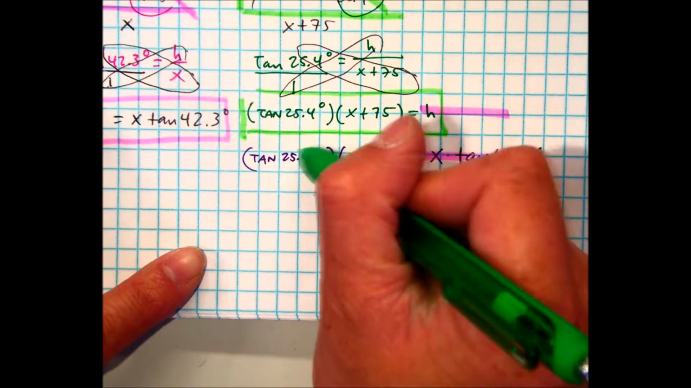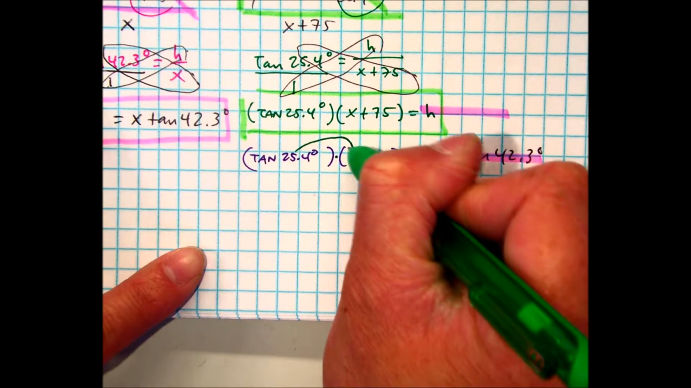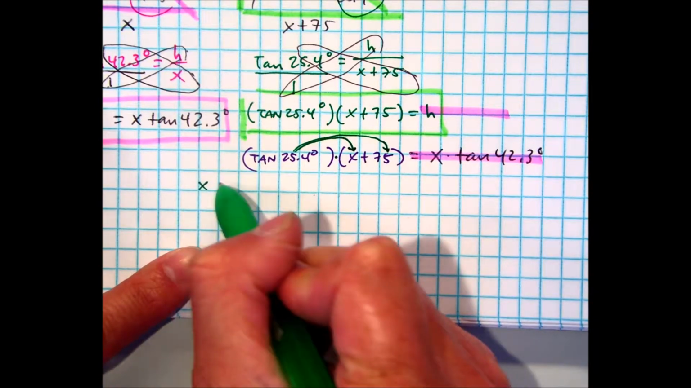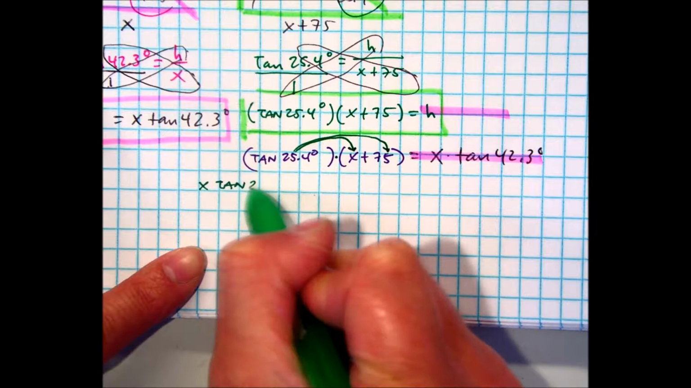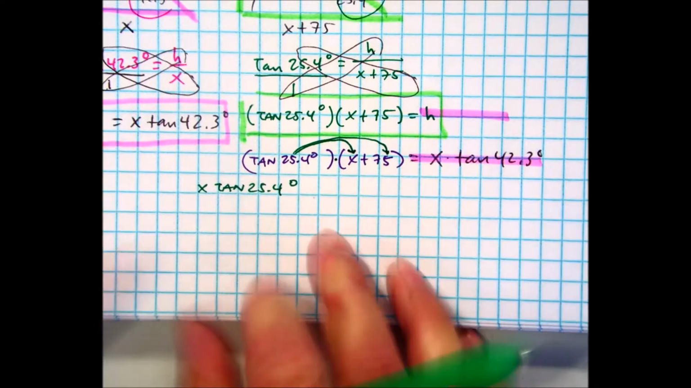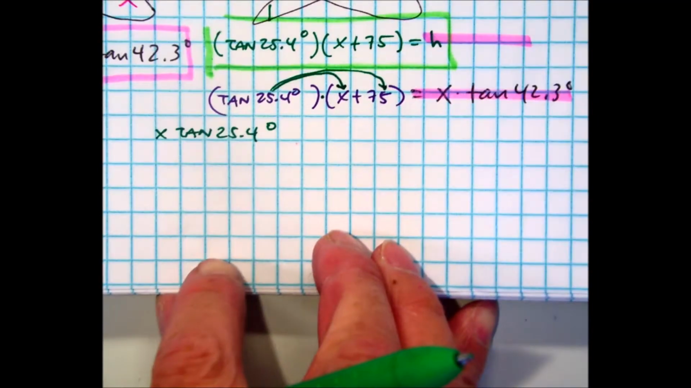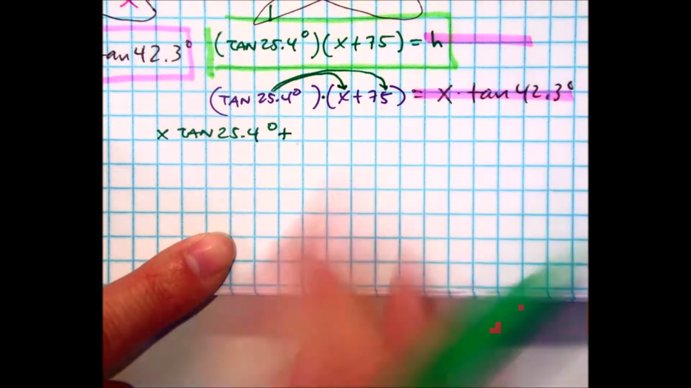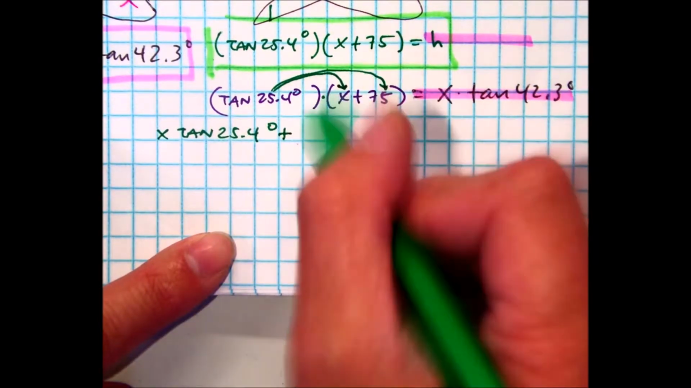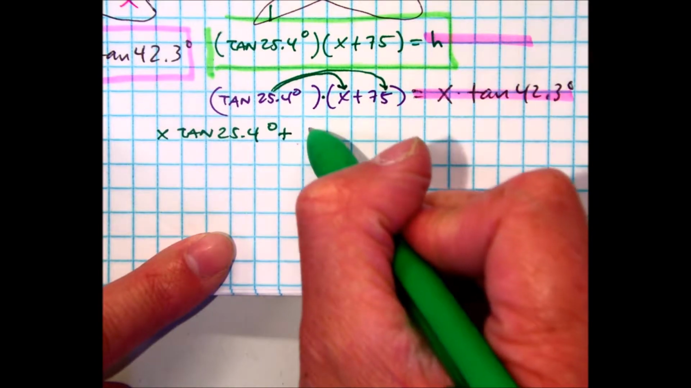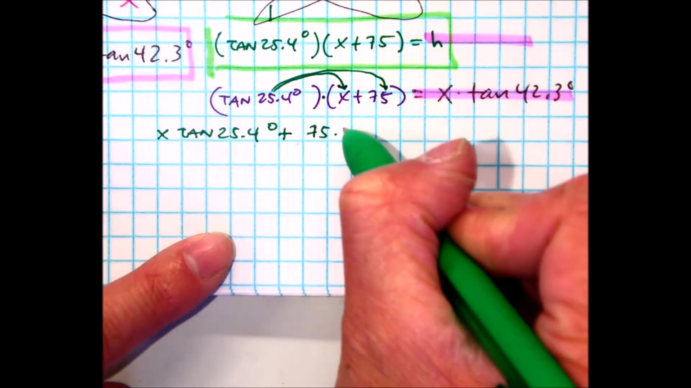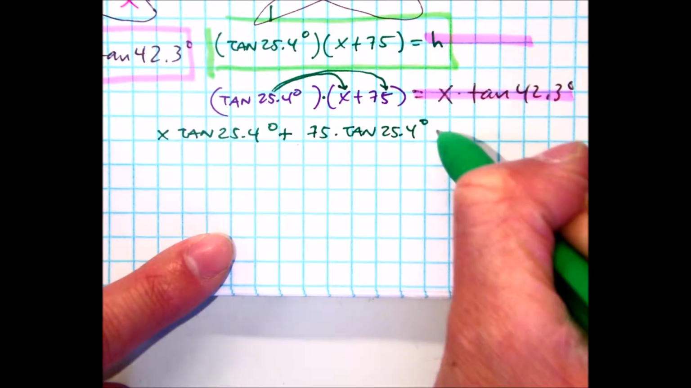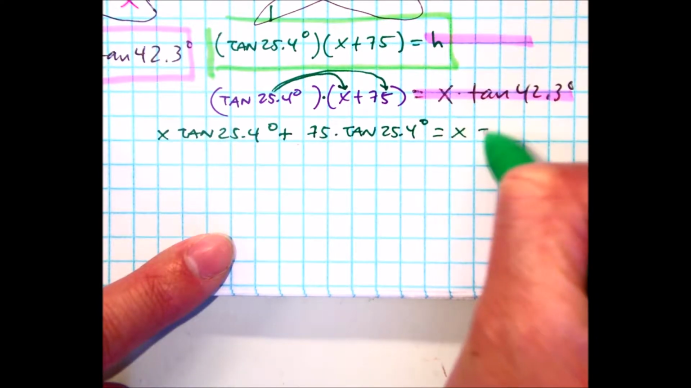This is multiplication, so I'm going to go ahead and distribute. I'm going to get x tan 25.4 degrees, and this is plus tan 25.4 times 75. So that becomes 75 times tangent of 25.4 degrees. And this is the same.